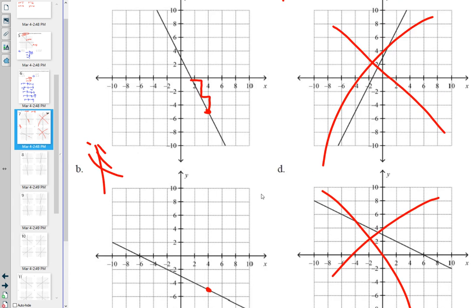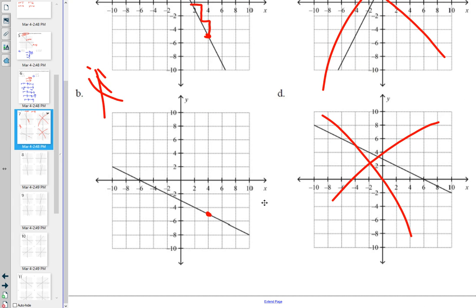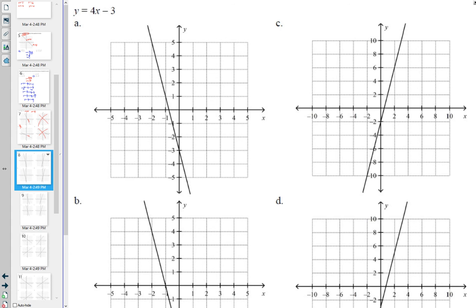Did it now? Alright, so this one's going up 1. Like it looks like the rise and the run. It flips it over, so it had to be A. Rise 2, run 1.